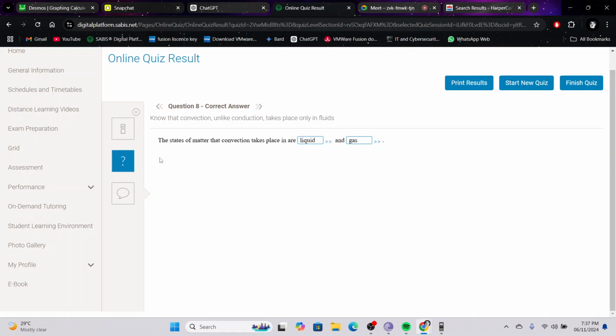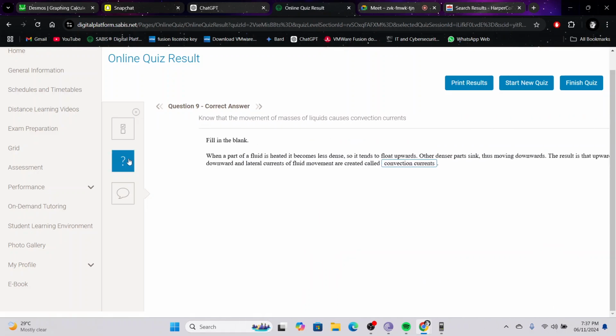The states of matter that convection takes place in are liquids and gas. You can say fluids. Don't say liquid. In a written answer, you can also say fluids. When a part of a fluid is heated, it becomes less dense, so it tends to float upwards. This is what they're explaining here: convection.